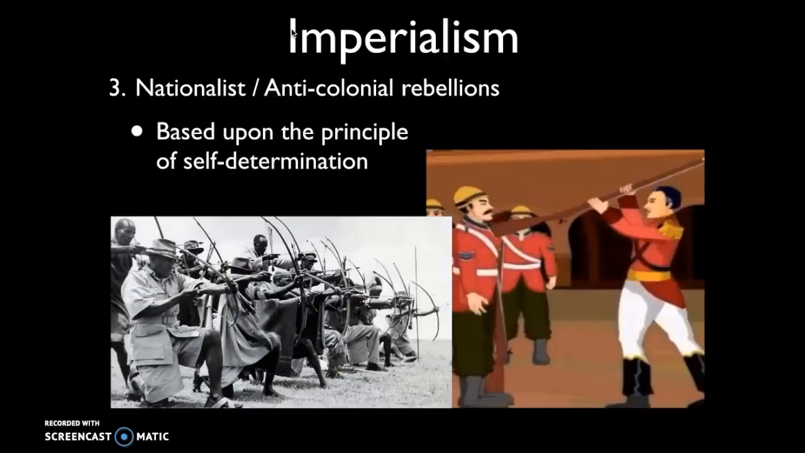Now we started to see the beginnings or the stirrings of that in period 5 with movements like the Sepoy Rebellion of 1857 in India. We're going to see a lot more of these anti-colonial rebellions taking place in period 6.